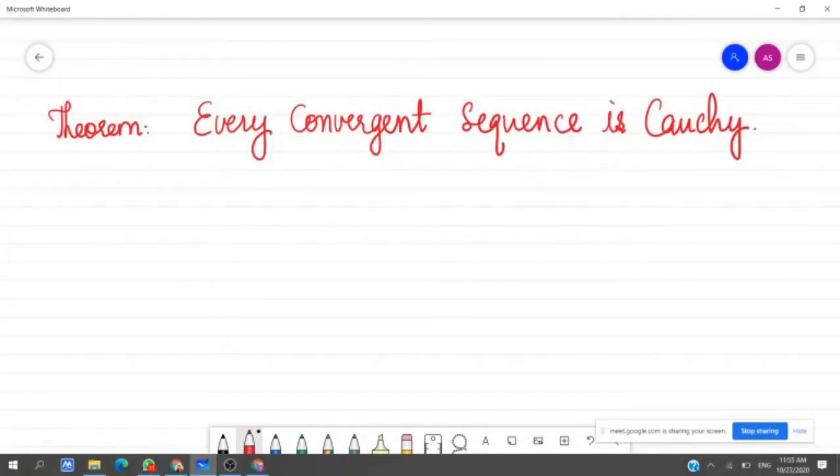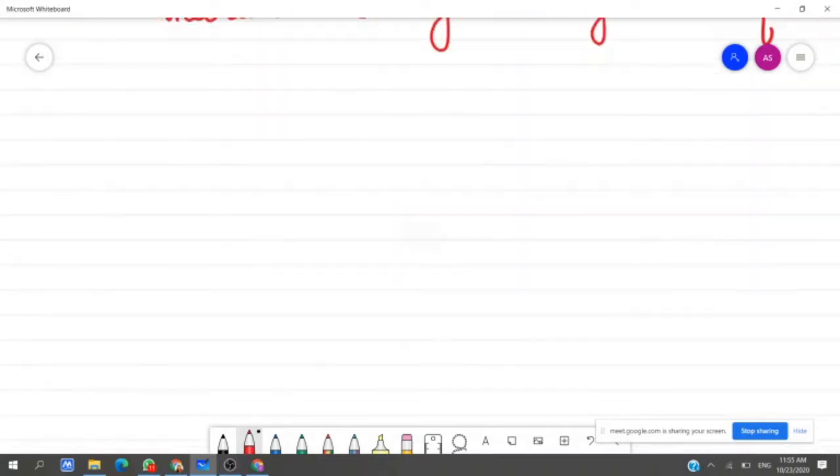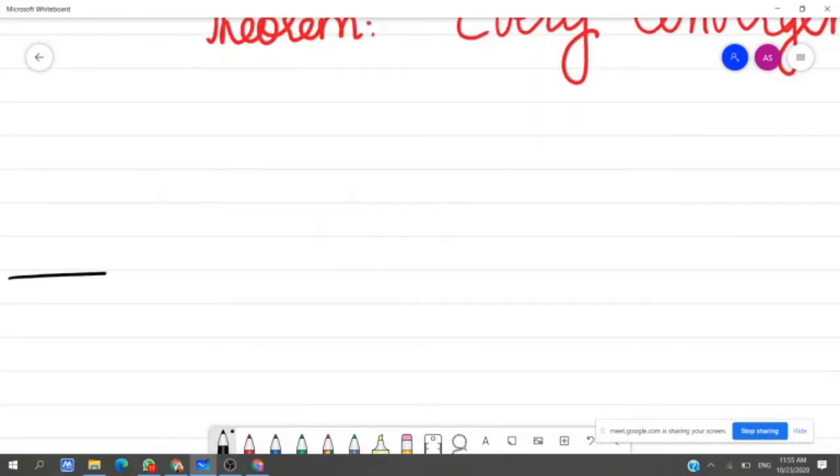So this is an important theorem: every convergent sequence is Cauchy. It's very easy to prove this. Convergent ആണെങ്കിൽ Cauchy ആയിരിക്കും എന്നുള്ളത് easy ആണെന്ന് പറയാൻ കാര്യം. Suppose you have a sequence which is convergent. Suppose Sn is a sequence converging to a number L.